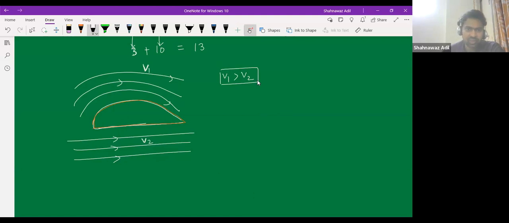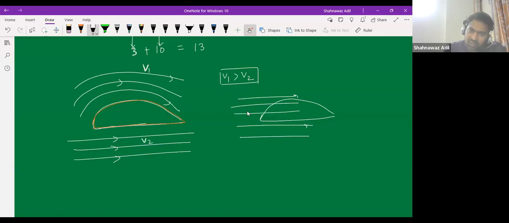Firstly, what was happening is that this plane was not moving, so it was stationary, right? So all the air was at the same speed, and the pressures P1 and P2 were simple. Now this is moving, so it is clearing the air. This will have a larger speed, and this will have a smaller speed.